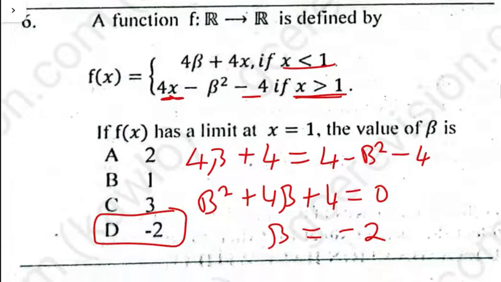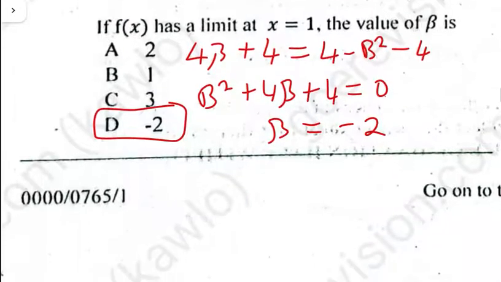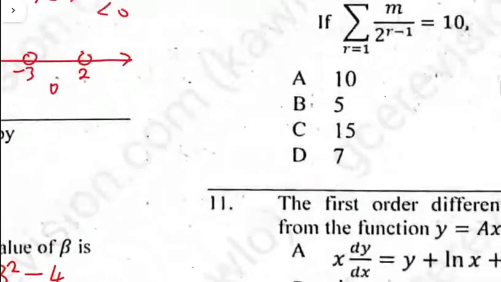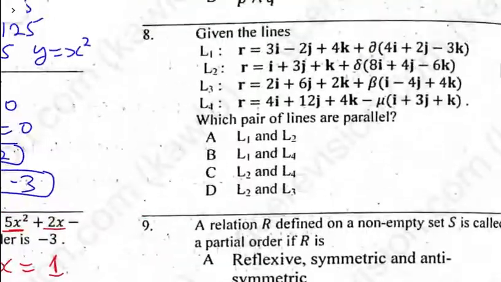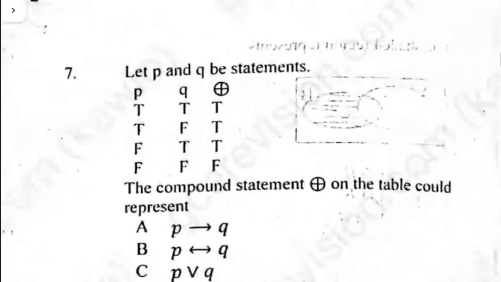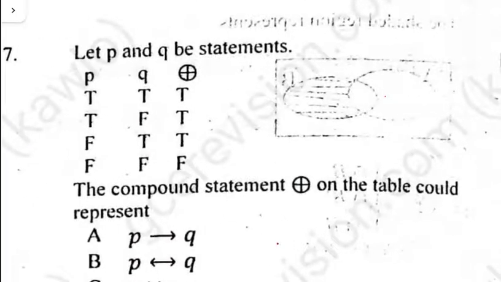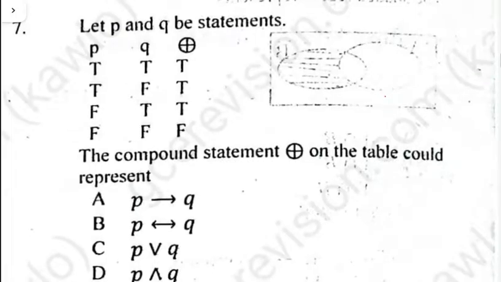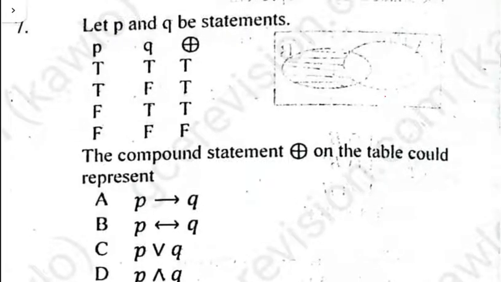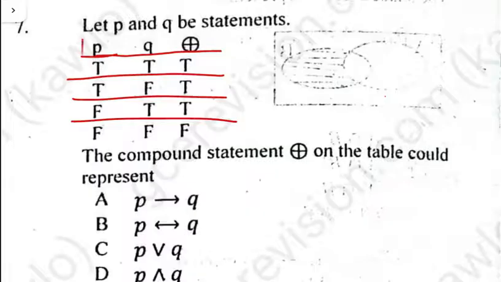Question 7. So that brings us to question 7. Question 7 reads, we have the statements P and Q as follows. Actually there's a table here, even though we cannot see the table. So this is a truth table, okay?